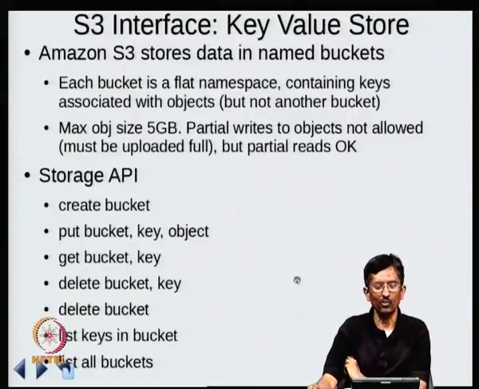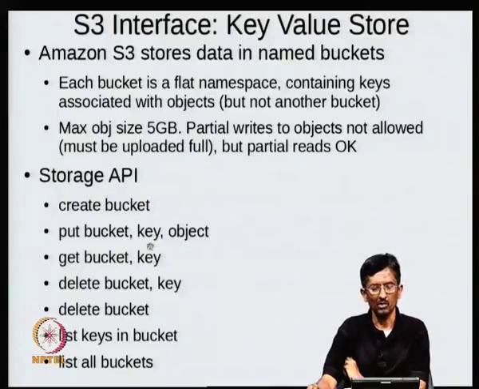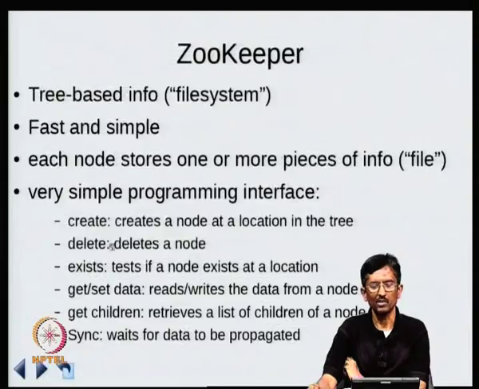As we discussed before, I am not going to go into this again. S3 basically stores data in named buckets. We have some API. A bucket is something like your directory, and an object is accessed through a key. We have seen this particular API before. So this is one type of storage.